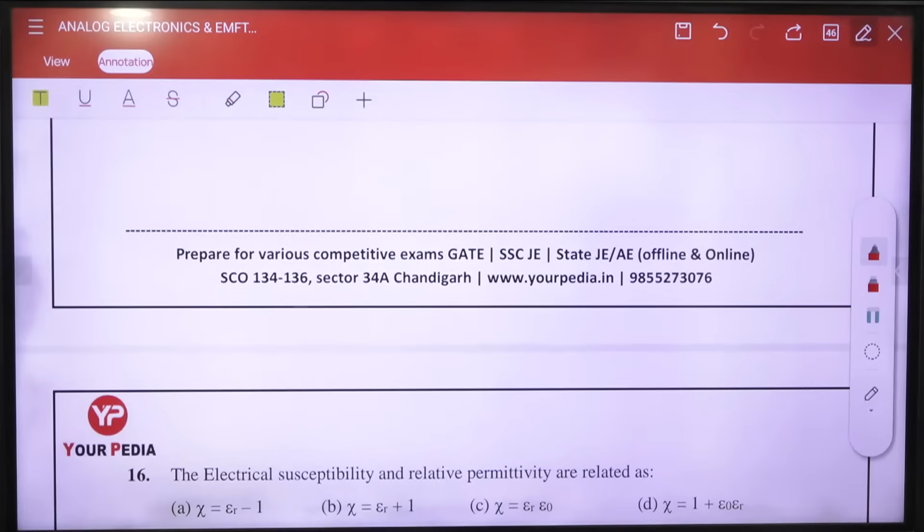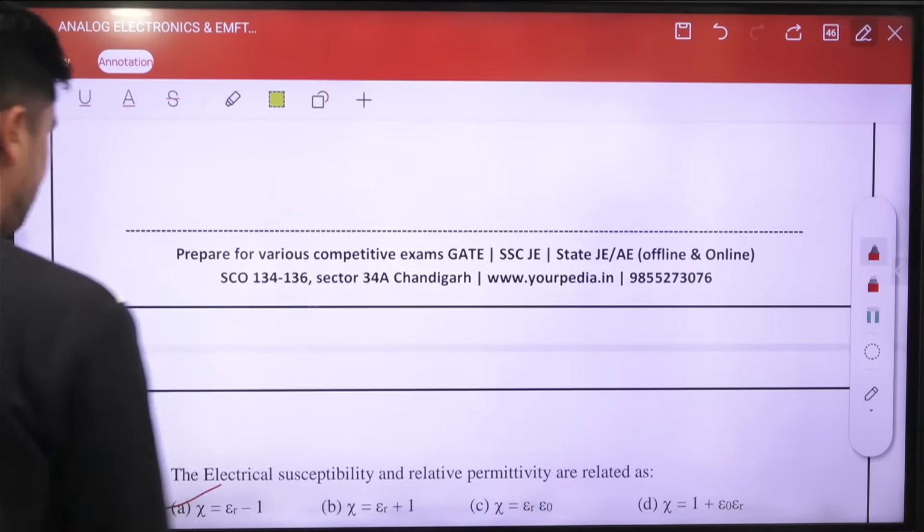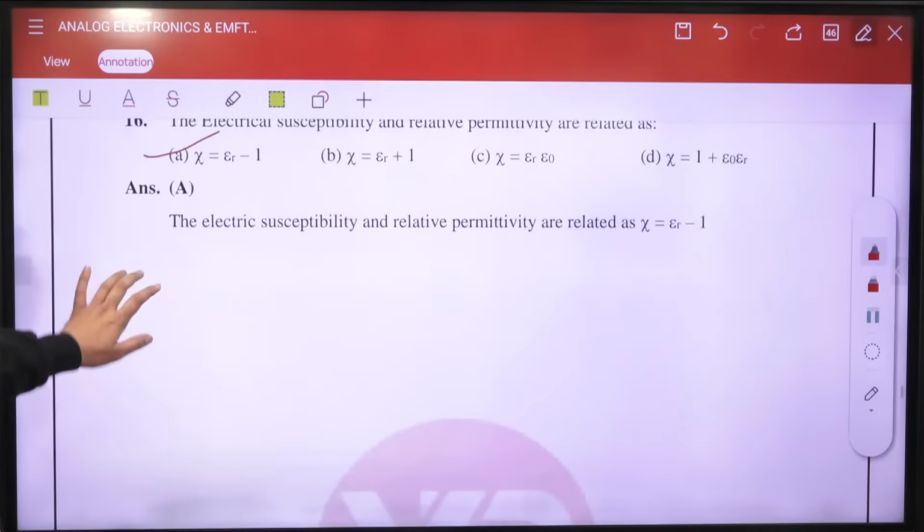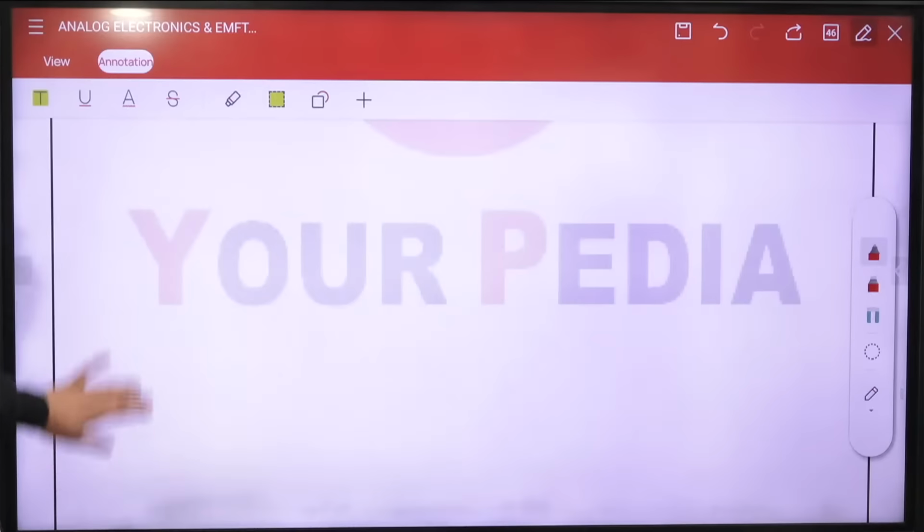The electric susceptibility and relative permittivity are related as: yes, the answer will be A. Very good. Xi e is equal to epsilon r minus 1. That is the relationship between susceptibility and relative permittivity.